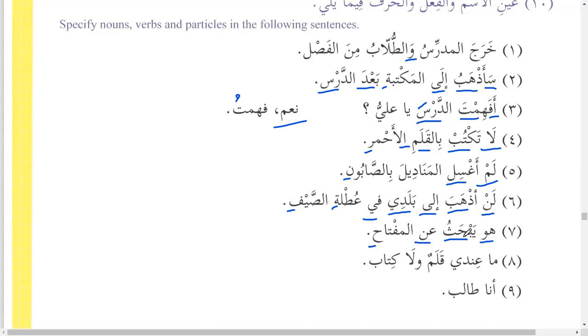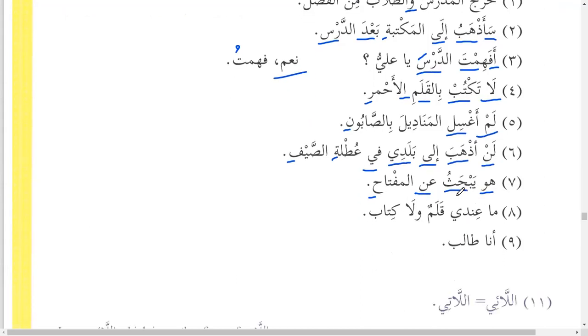So what's the meaning? He's searching for the key. It's only one key, isn't it? For the key, not keys. Keys would be mafatih. Sir, I didn't understand this one.